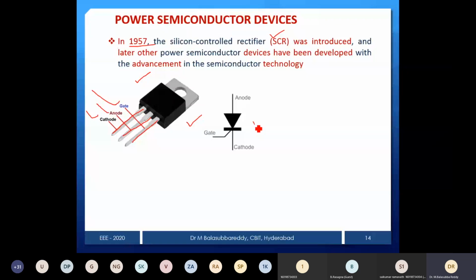We can represent it in the circuit. The symbol will be like this. It is only a diode symbol, but additionally there is one more parameter coming into the picture, which is the gate. For that reason we call the thyristor a controlled device. If I remove the gate, it is an uncontrolled device like a diode. So that is the major difference between the diode and thyristor: the additional terminal is a gate.